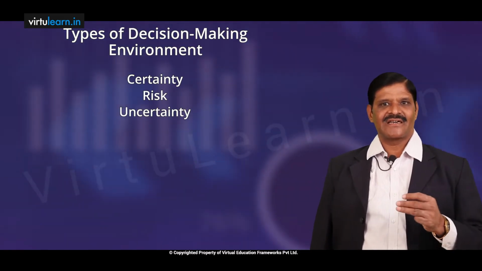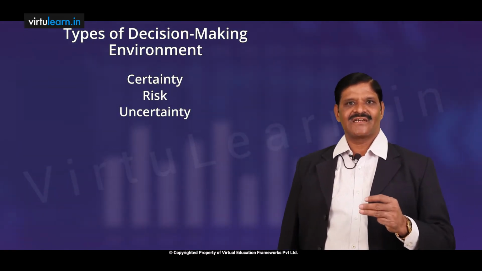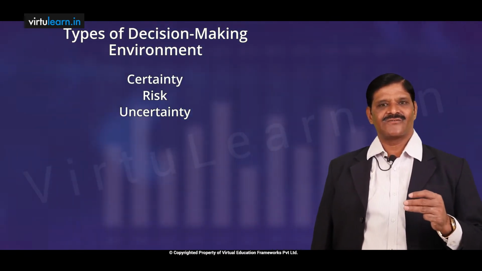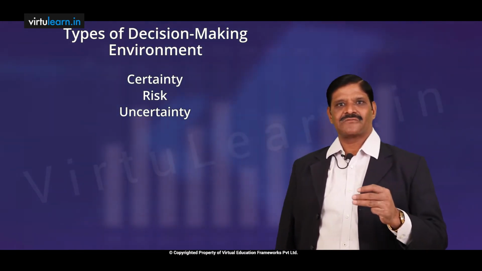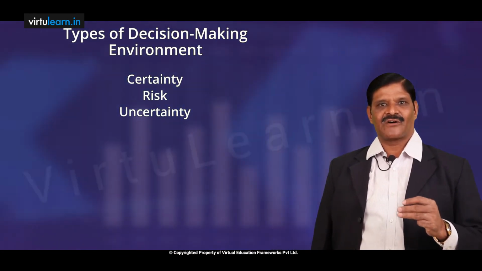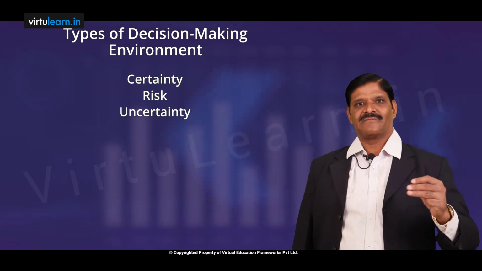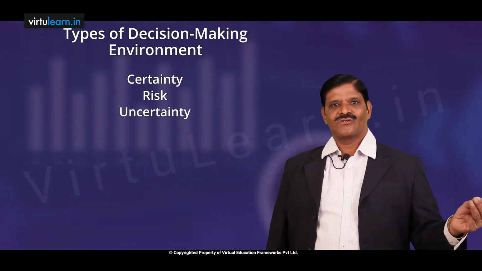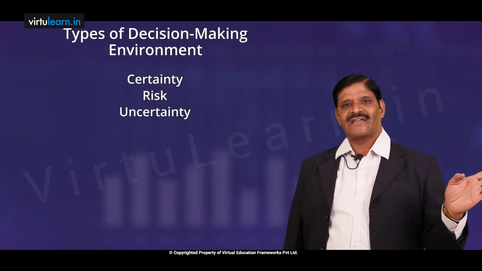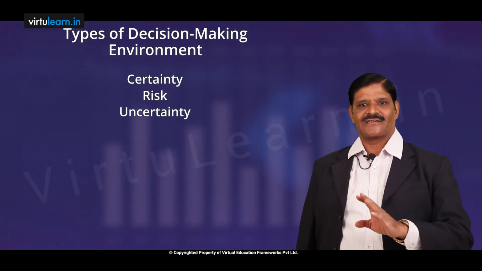Then decision making under risk is a situation where the decision maker has various alternatives available, but the outcomes or payoffs from each of the alternatives are attached to some kind of probabilities. These probabilities are from past experience. So based upon those past experiences, these probabilities are given and expected monetary values are calculated.